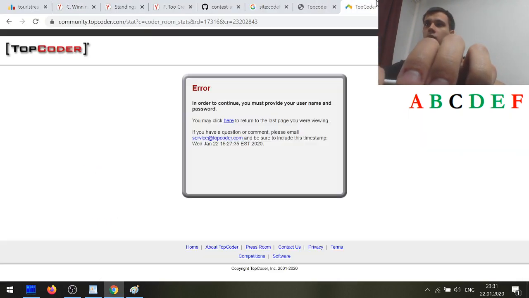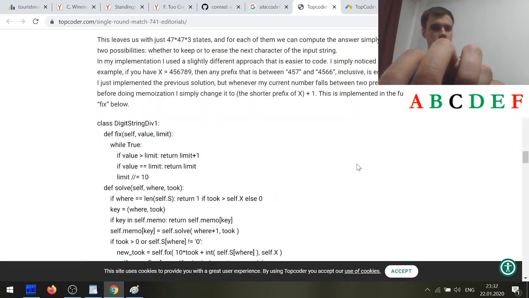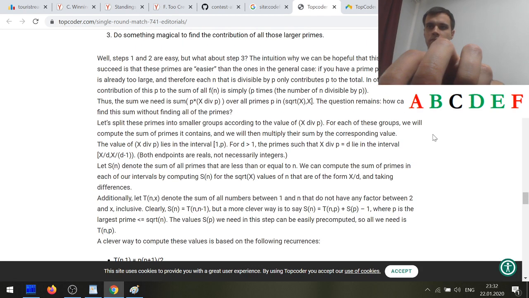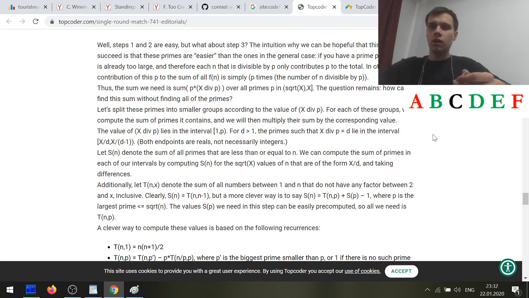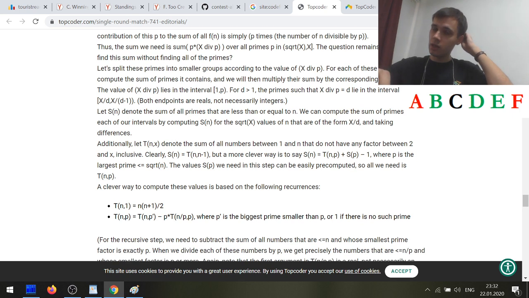Okay, so how are such problems solved? Let S_n denote the sum of primes that are less than or equal to n. We can compute the sum of primes in each of our intervals by computing S_n for the square root of x values of n. I guess that comes from the problem itself. T(n, x) is the sum of all numbers between 1 and n that do not have any factor between 2 and x inclusive.